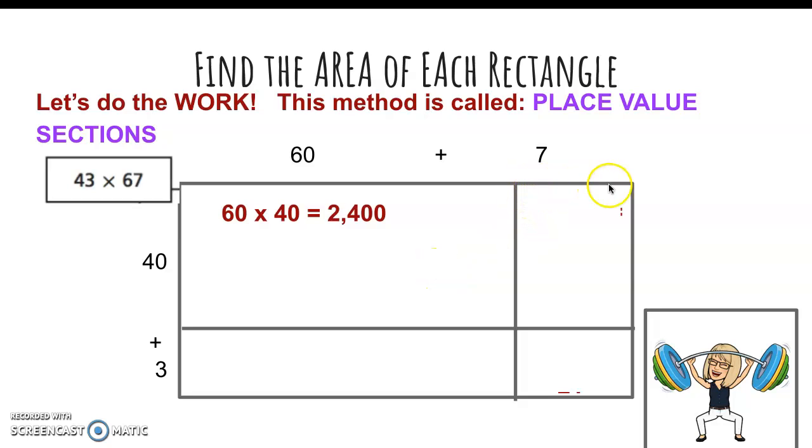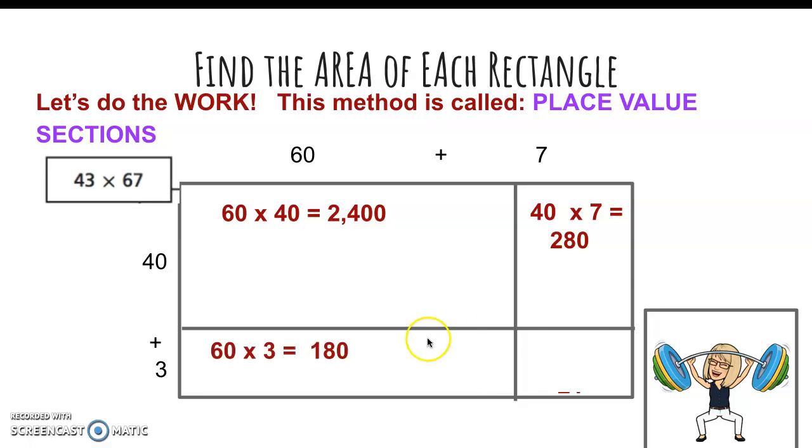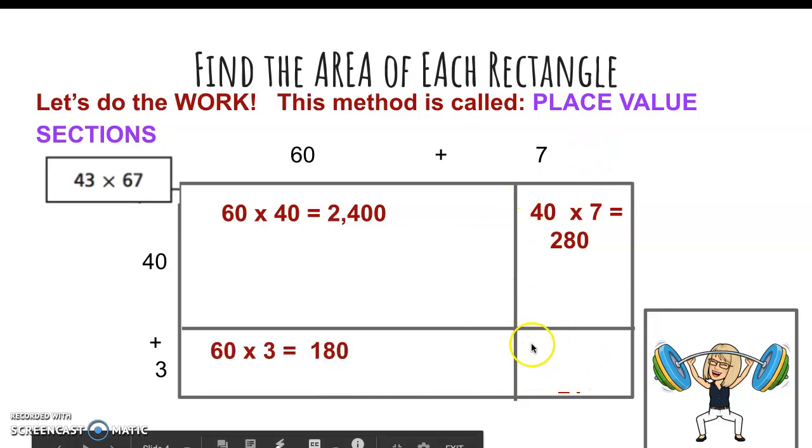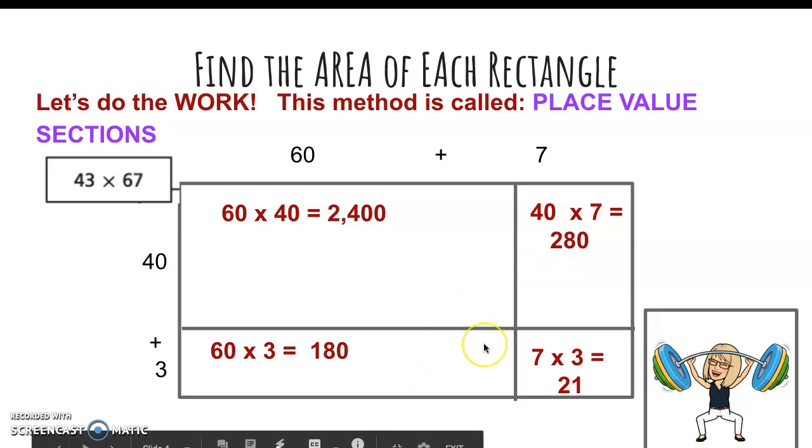Then this length is 7. This height is 40, and 40 times 7, I bet you guys can tell me, it's 280. Then we have the 60 across and 3 up and down for this section right here, and 60 times 3, what is it, everybody? You got it, 180. And then our last section will be 7 times 3, or 21. So now what we have to do is just add all 4 sections, and we'll get the area of the rectangle.